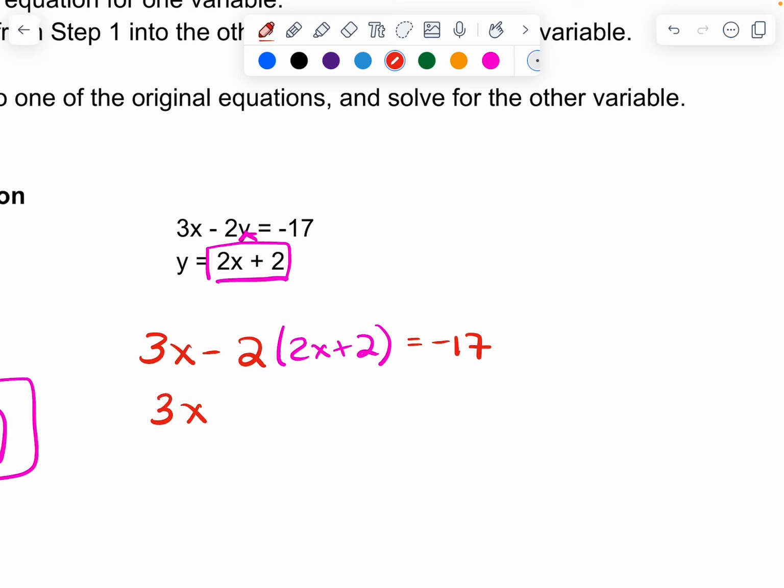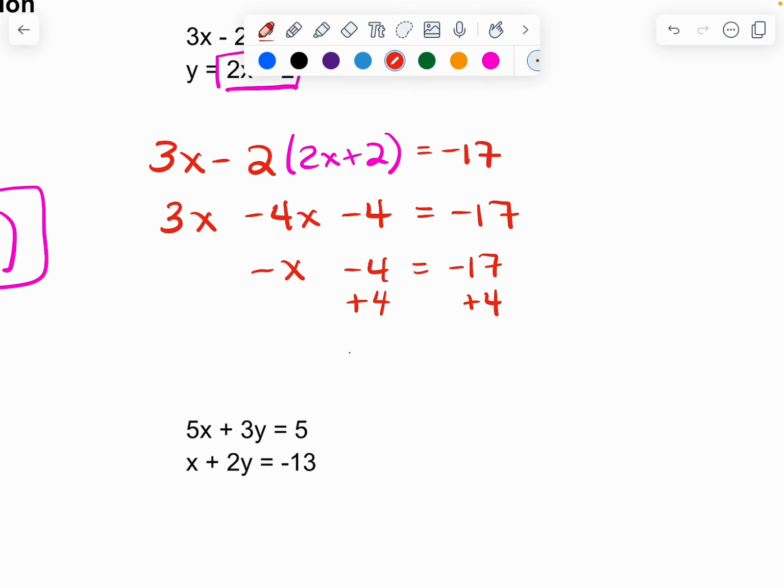So I have 3x minus 4x minus 4 equals -17. And then you solve. It's making all that tapping noise. I'm sorry, guys. I'm trying really hard for it to not make all the tapping noise.